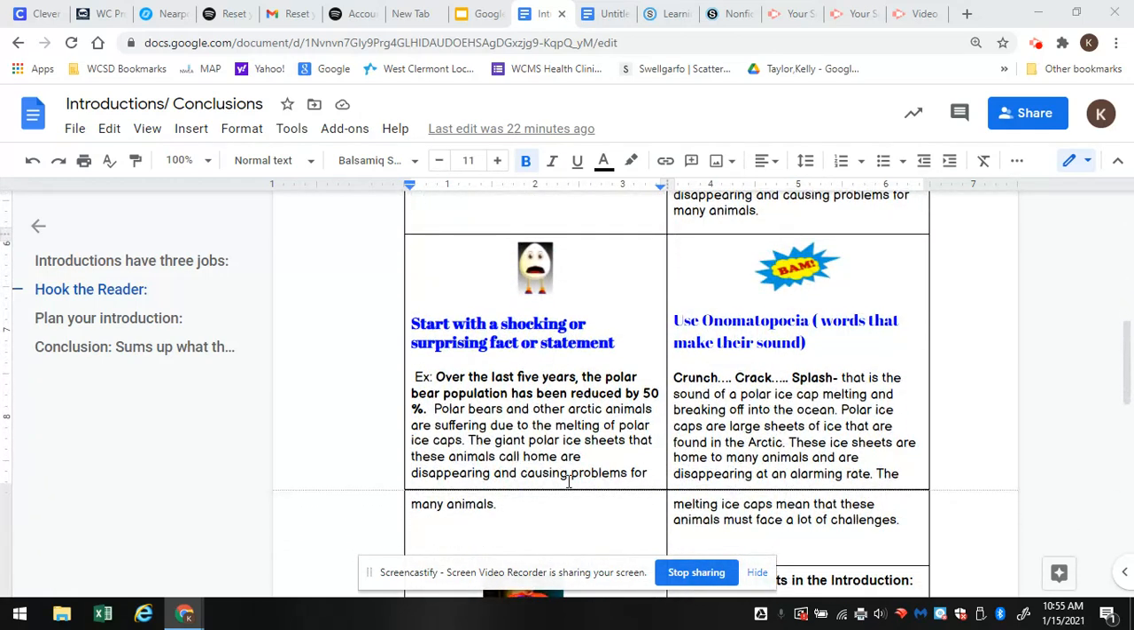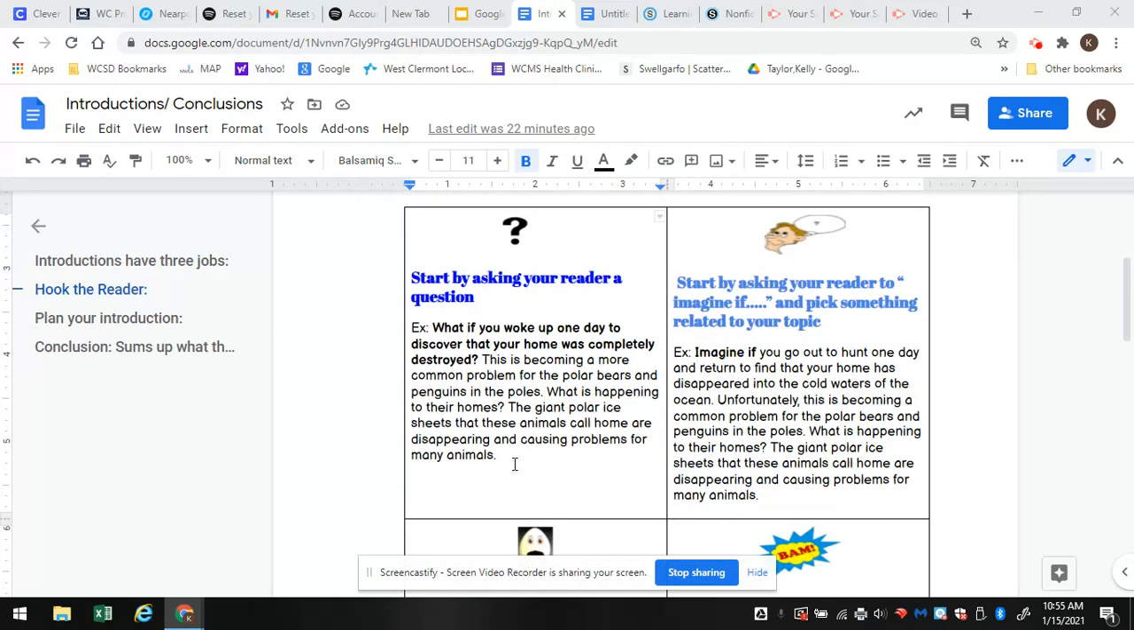Another popular or common way that kids like to hook their readers is to start with something shocking or surprising. This is probably going to come from the research that you did. When I was doing research, I found that over the last 5 years, the polar bear population has been cut in half. So that's what I decided to start with for my shocking fact. Over the last 5 years, the polar bear population has been reduced by 50%. And then I go on to give a little bit of background, and then there's what I'm going to be writing about.